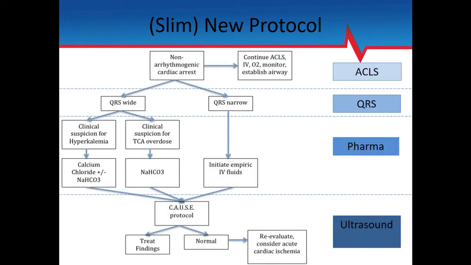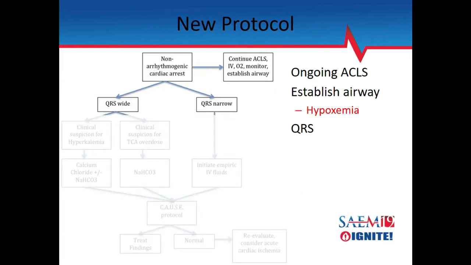So you start with doing the ACLS, continue doing what you know you have to do, but in particular establish your airway. Then look at QRS, do early QRS-directed pharmacological treatment, and then finally do that ultrasound. Look at the cardiac window, the lung window, then afterwards consider acute ischemia. So I mentioned the airway. I know for all of us here, that's kind of automatic at this point. But remember, hypoxemia is one of the causes of arrest, and so getting your supraglottic or endotracheal airway early is correcting one of your H's and T's without thinking about it.